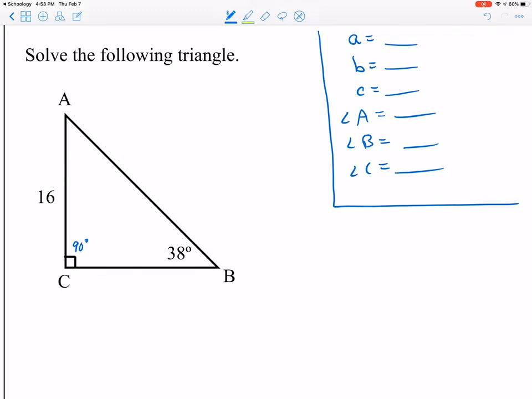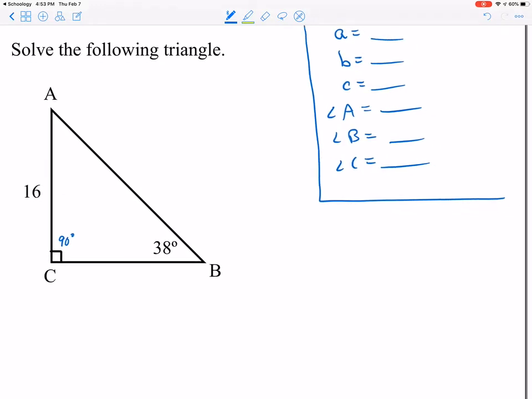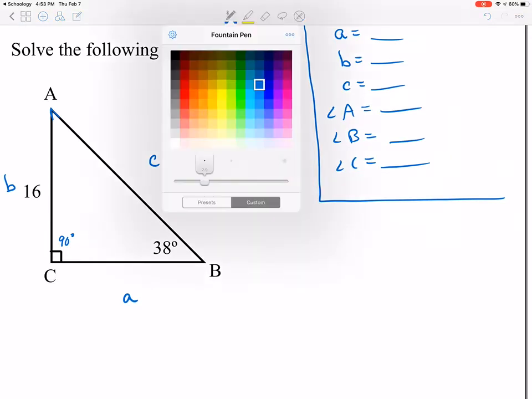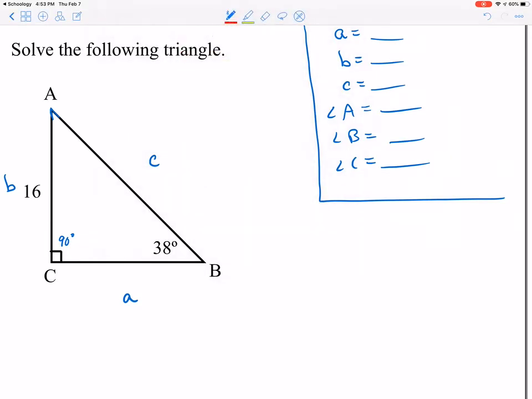Now remember, to label a side length, you label it with its opposite angle. Since angle A is here, side A is located down there. Since angle B is here, side B is located opposite angle B. And since angle C is here, side C is labeled C over there. And then obviously the angles are labeled. So this is our goal, to get all of the side lengths and all the angle measures.